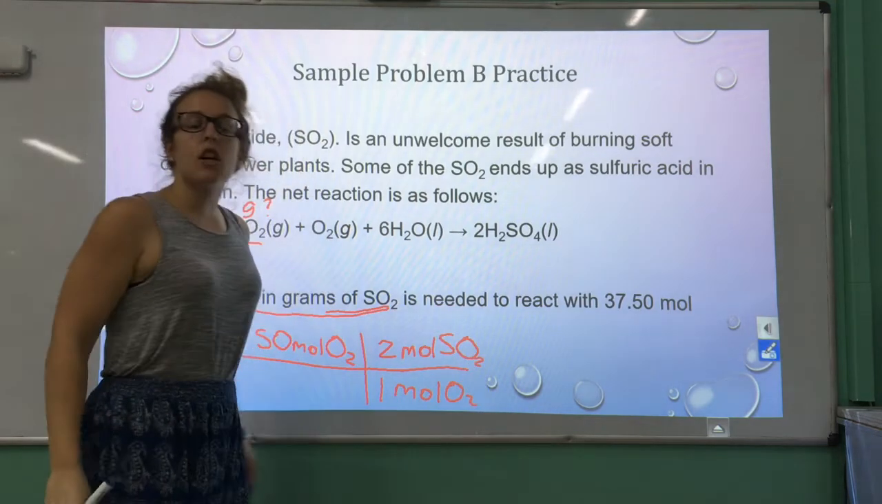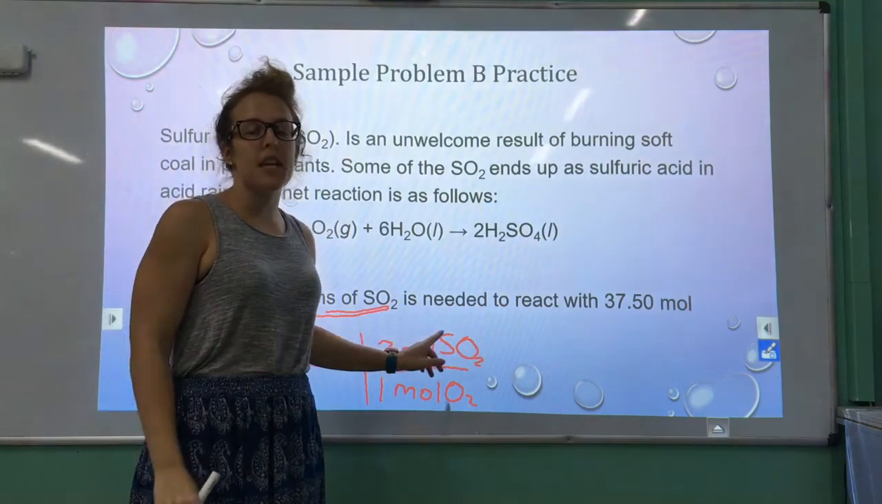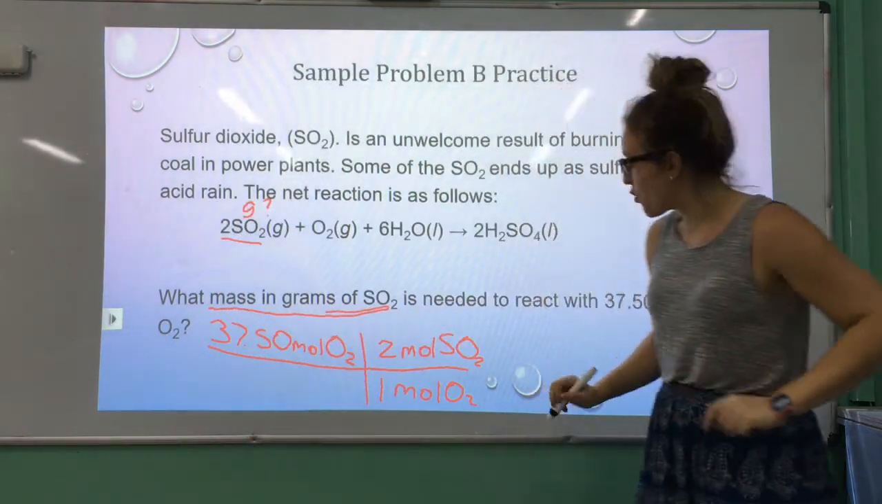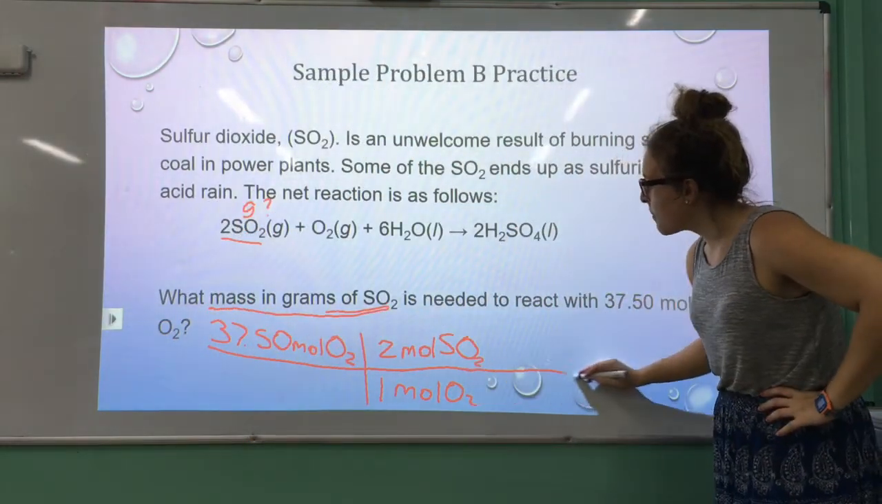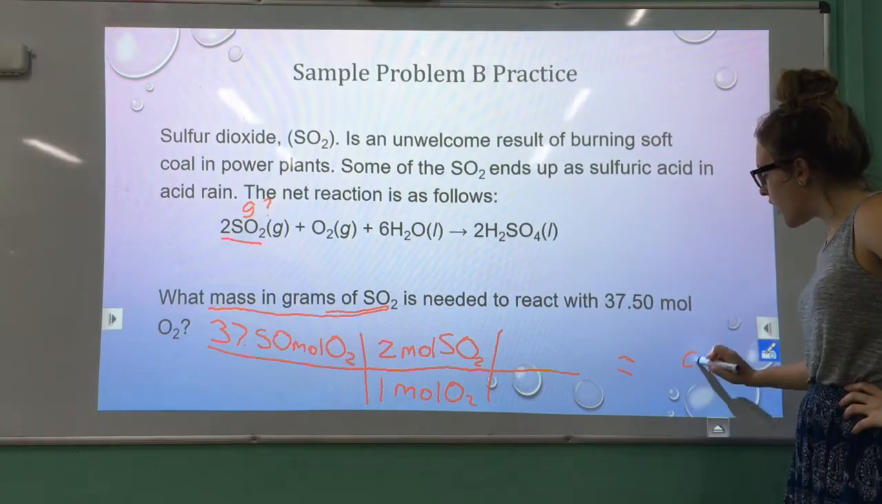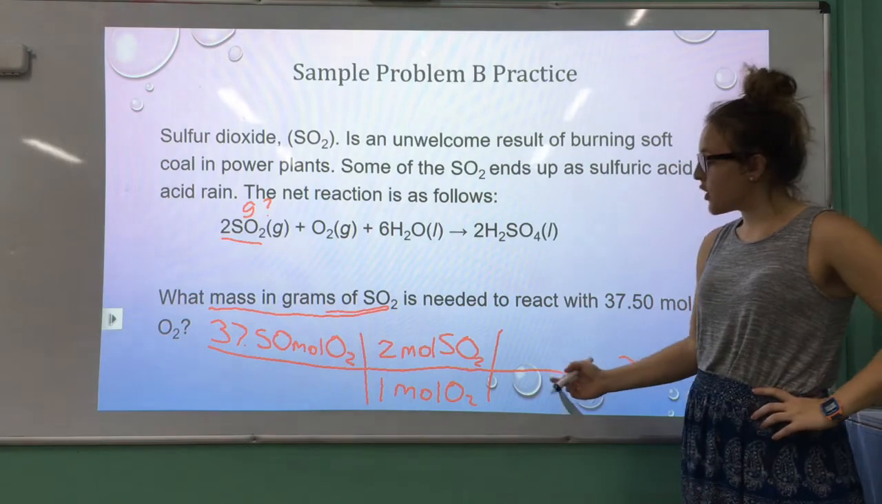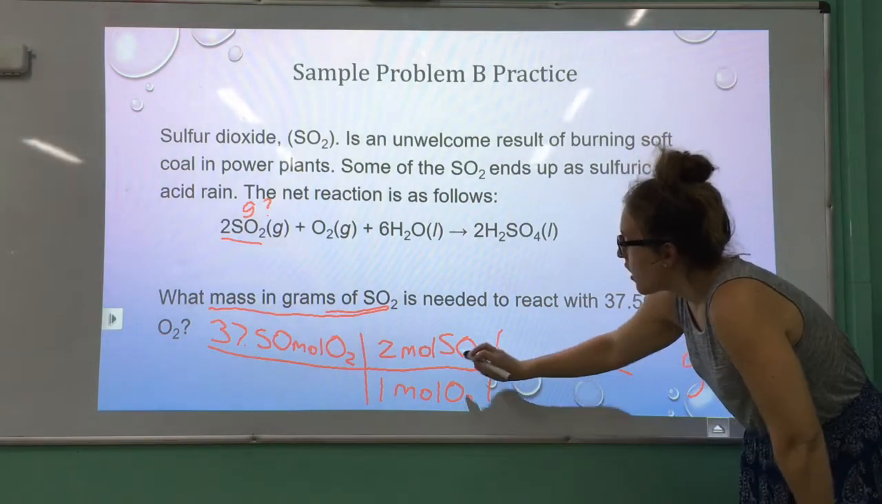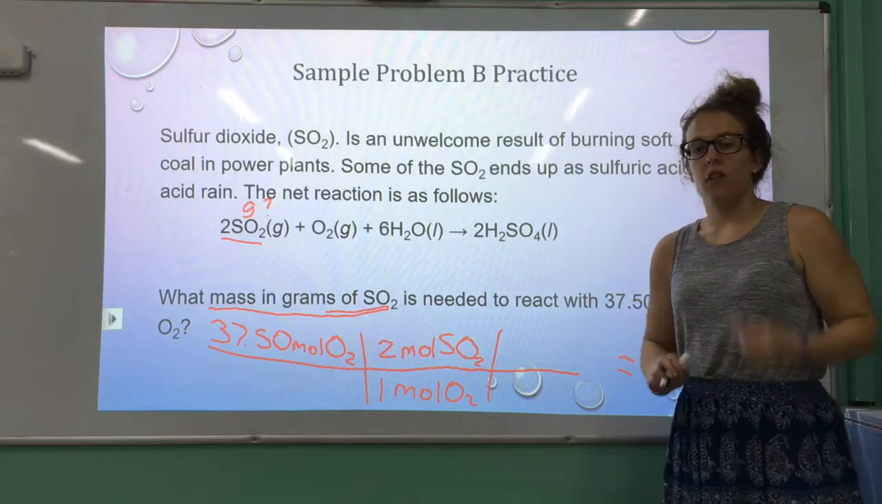If we were just looking for the moles, we would stop here, but we are not. We are looking for the what? The mass in grams. So we keep going, and we want to end up with grams here. So we need to use the molar mass now. So how do we figure that out?